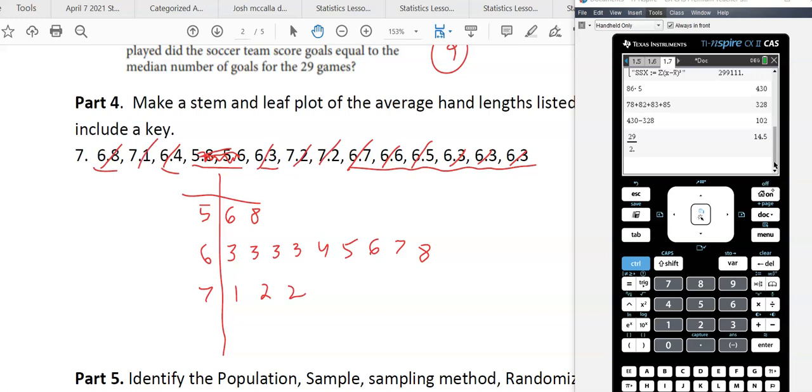Okay, and the key would be something like this. 7 bar 2 equals 7.2.